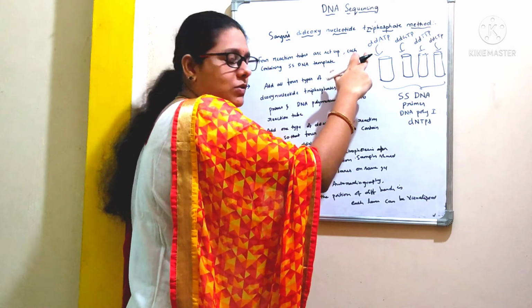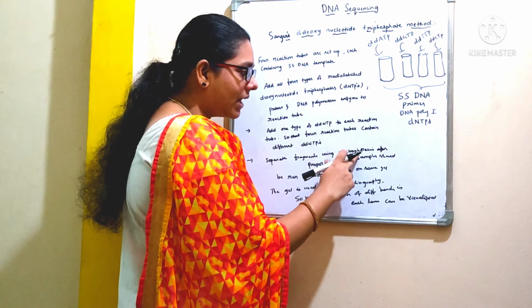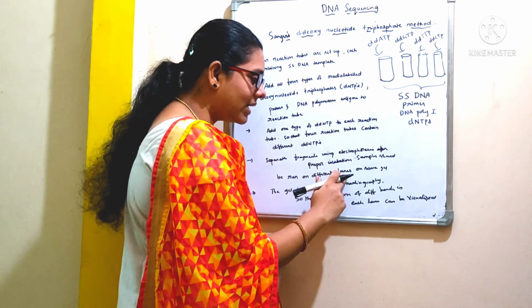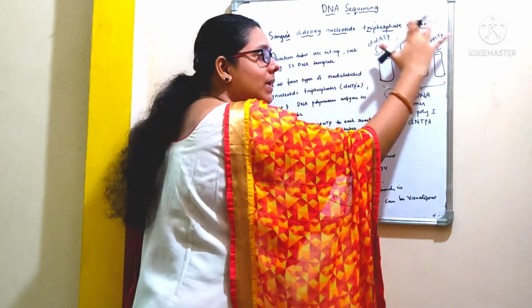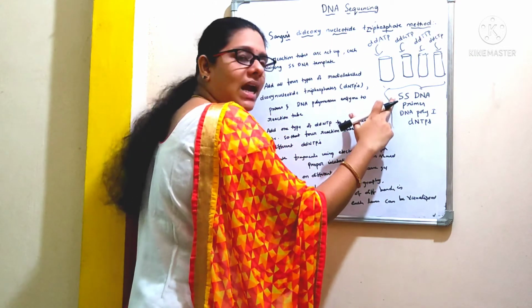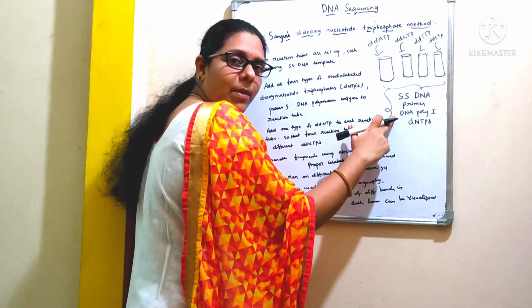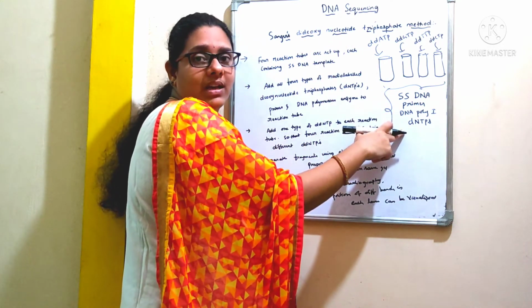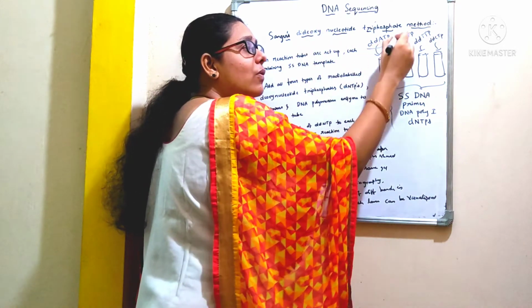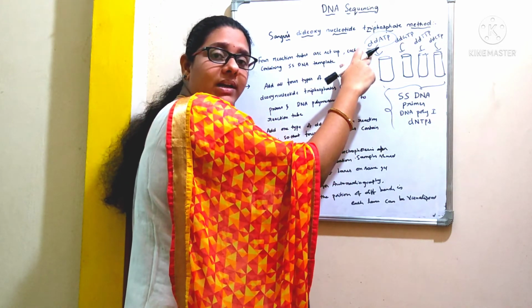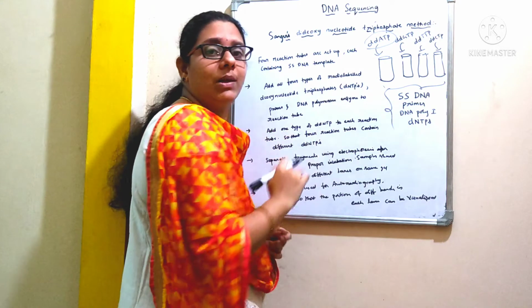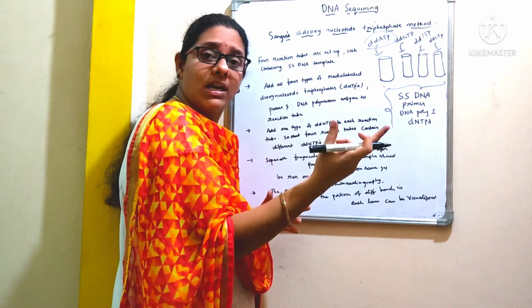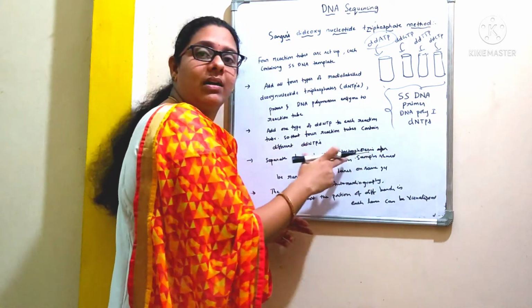dideoxynucleotide triphosphate. Separate fragments using electrophoresis after proper incubation. Samples should be run on different lanes on the same gel. So now what all is present in these test tubes? They contain single-stranded DNA as a template, primer, DNA polymerase 1 and radio-labeled dNTPs, which help in the synthesis of the DNA strand. At the same time, we provide a specific dideoxynucleotide triphosphate which is going to terminate the process of DNA synthesis. In this way, we are going to generate DNA fragments, and those DNA fragments are separated with the help of a technique called electrophoresis.